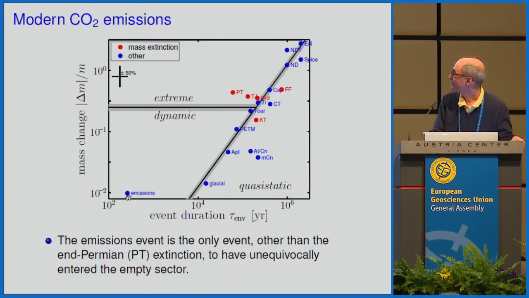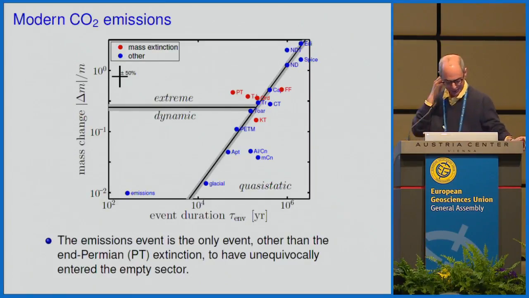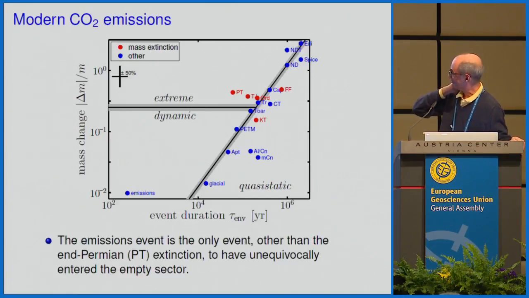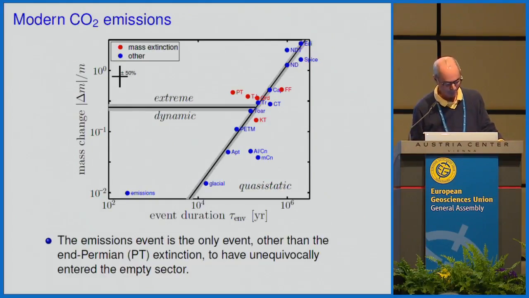Okay. Finally, and I know I'm running out of time, that's the event that interests us all, right? It's clearly in this seemingly empty sector on the wrong side, if you wish, of the stability line. The only other event in the last 500 million years that we're sure has crossed that line is the PT. And so it's another reason to be interested in it.